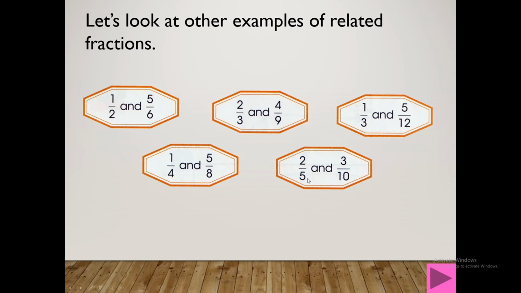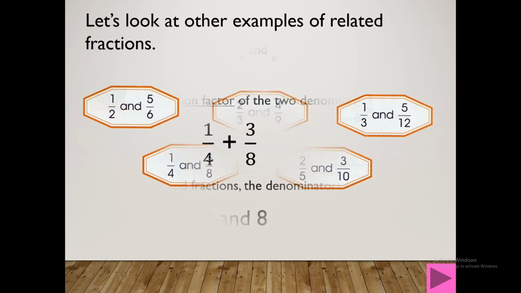Next, we have 2 over 5 and 3 over 10. In this pair of fractions, the denominators are 5 and 10. And 10 and 5, when divided by one another, have no remainder, because 10 divided by 5 is equal to 2. So, all of these pairs of fractions that you are seeing right now are considered related fractions.